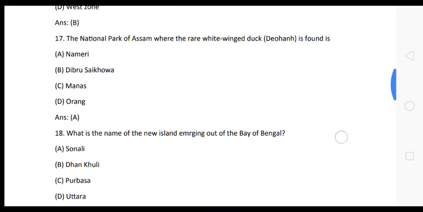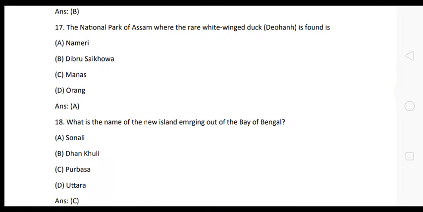The next question is: the national park of Assam where the rare white winged duck is found is? Options are Nameri, Dibru Saikhowa, Manas, Orang. The correct answer is option A, Nameri.